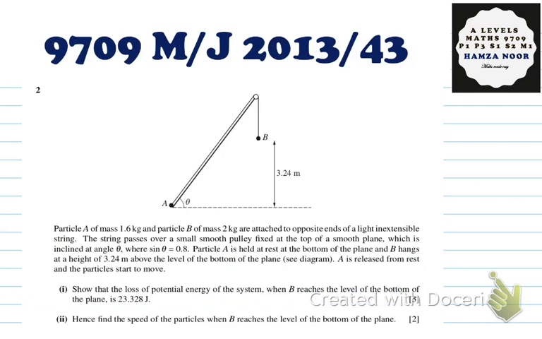Here we have question number 2 of the same paper. The question says that particle A of mass 1.6 kg and particle B of mass 2 kg are attached to opposite ends of a light inextensible string. The string passes over a small smooth pulley fixed at the top of a smooth plane which is inclined at an angle theta, where sine theta is equal to 0.8.